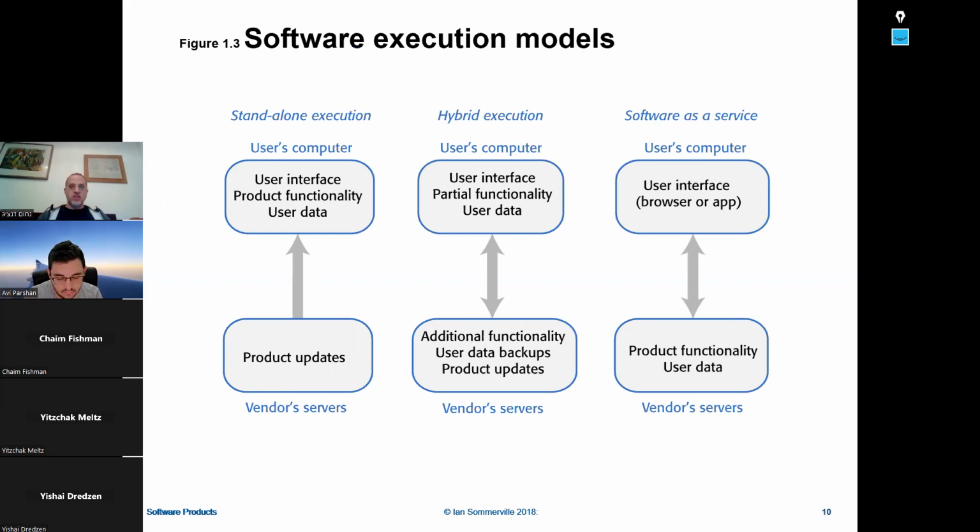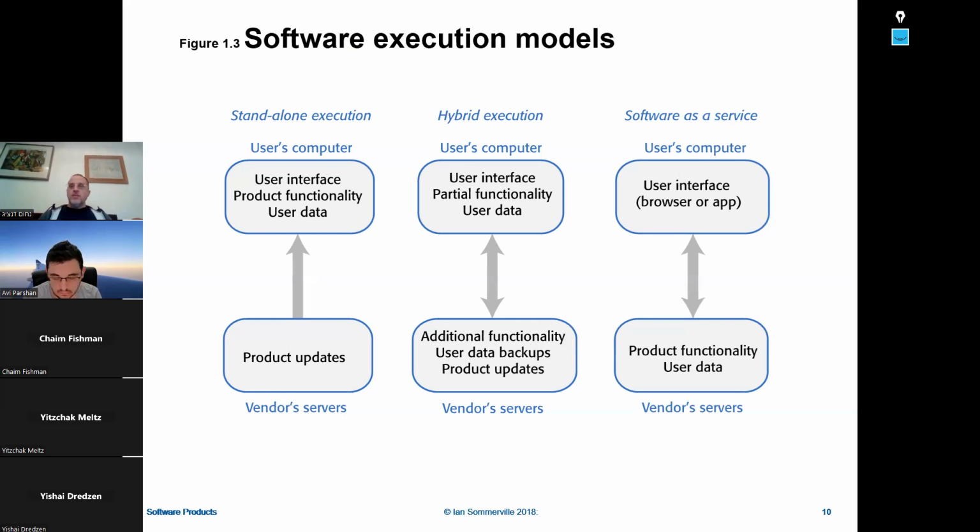So hybrid, if you see, it says additional functionality on the bottom. It says user data backups, product updates. So some functionality is there, or possibly there. I mean, I guess it could be just one of these three things. But well, no, if it's just product updates, then that would leave it as standalone.